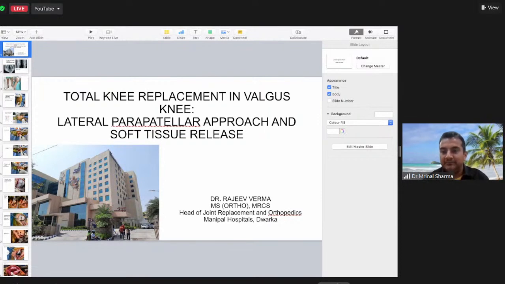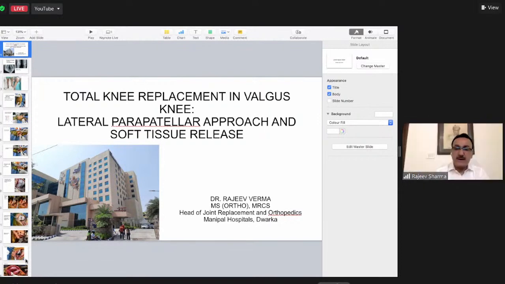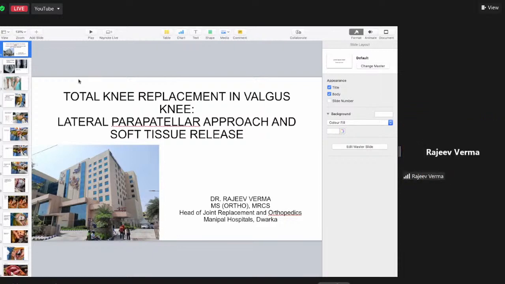All right. The other issue is that all these cases, which are the stiff knees, they are not so unstable when you are releasing the soft tissues. So that scarring itself provides probably some kind of a stability.